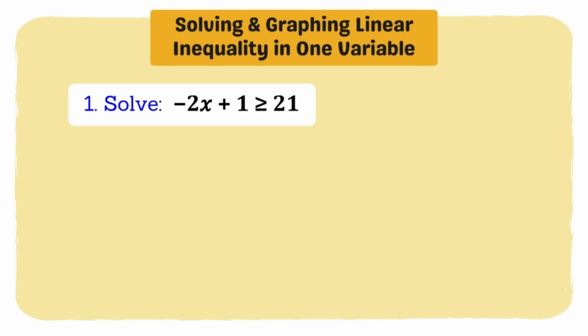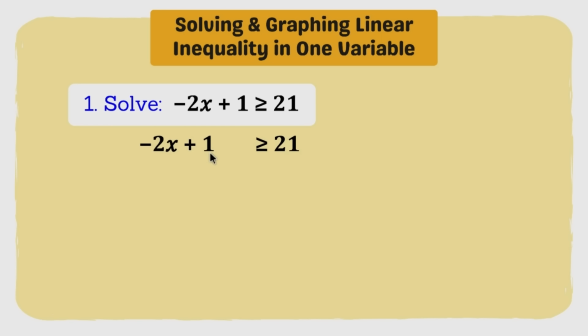Okay, now this time, let's have examples on solving and graphing linear inequalities in one variable. So, aside from graphing, i-solve muna natin yung ating inequalities. Let's have this first example. Solve negative 2x plus 1 is greater than or equal to 21. First step, we are going to use the properties of equalities na ginagamit natin sa equation dito sa inequality natin para ma-isolate po natin yung variable x.